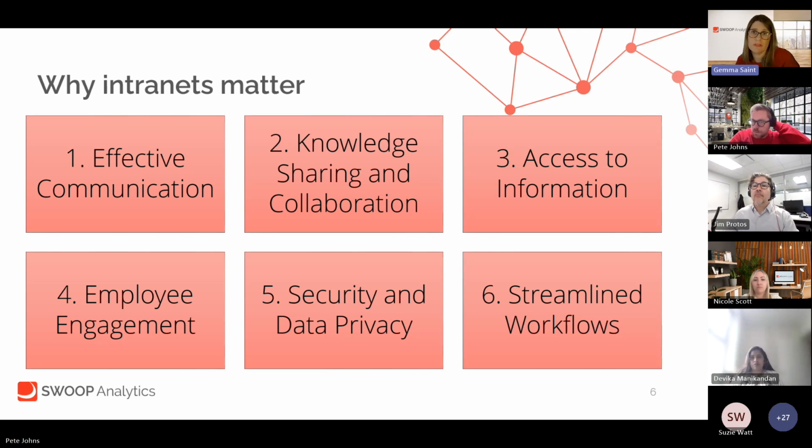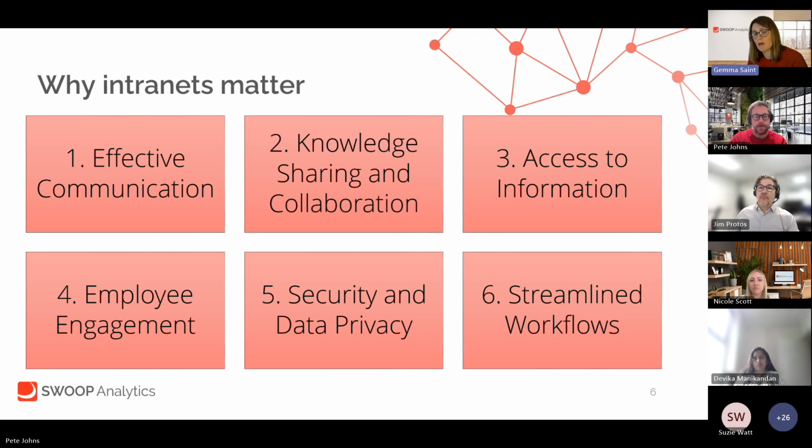So access to information. It's really important that this becomes the first point of call for when people need access to policies, processes, instructions, booking holidays, things like that. So it'll be their way in. It's really important that you are setting up your colleagues for success when it comes to your intranet. Employee engagement, that's a given with your intranet. It's about having those news articles, those human-led interest stories we know work really well. And obviously the security and data privacy.